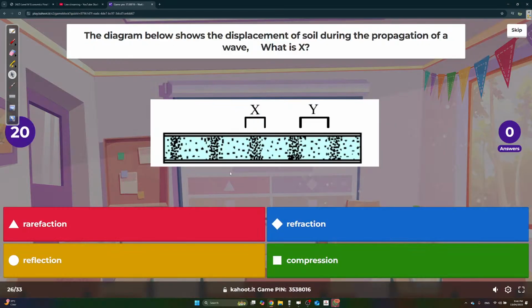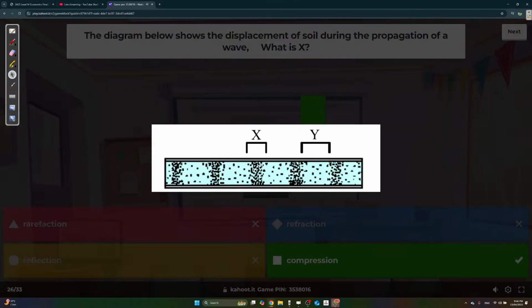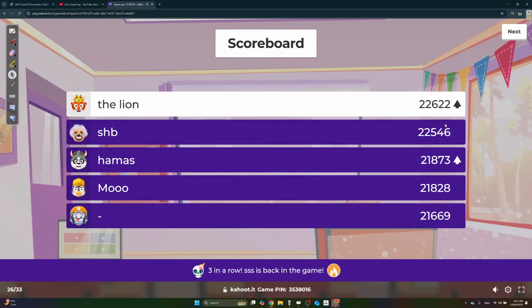What is X? Take a look at the picture. Okay, of course, we said Y earlier was rarefaction. X, when the particles are close together in a longitudinal wave, it's compression. Let's see. The line has taken first place, and there is still a small gap between the line and SHB.